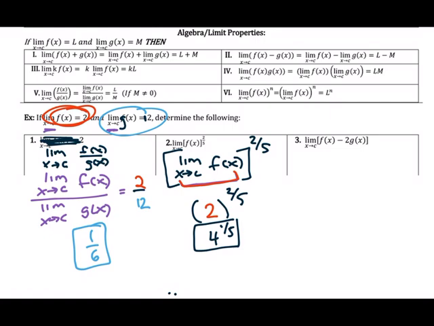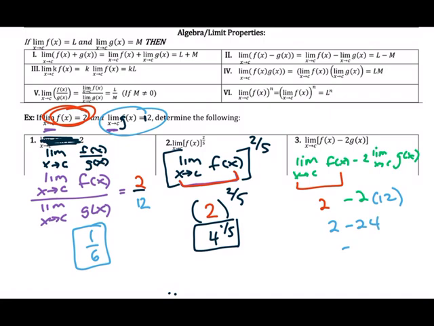All right, number 3, we can separate this. This is the limit as x approaches c of f of x minus 2 times the limit as x approaches c of g of x. Well, we know that this first limit is 2, minus 2 times, we know the second limit is 12, so this is going to be 2 minus 24, or negative 22.